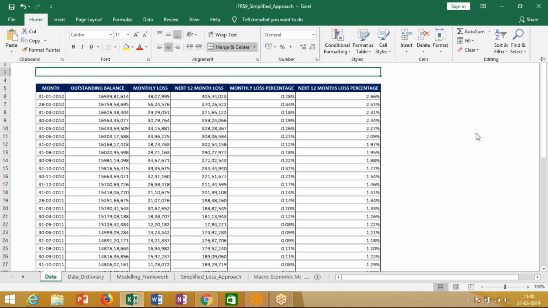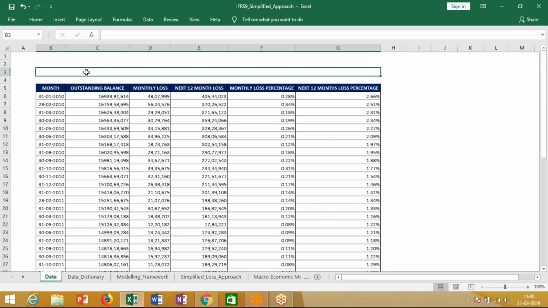So this is the automobile loss forecasting data, right?